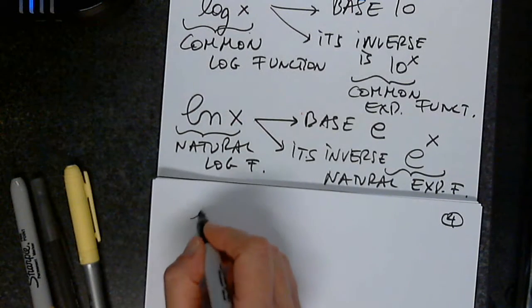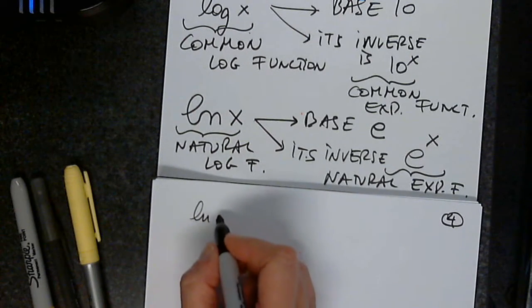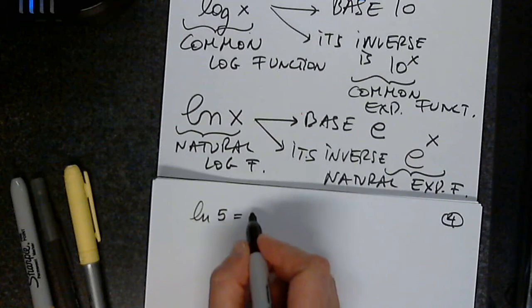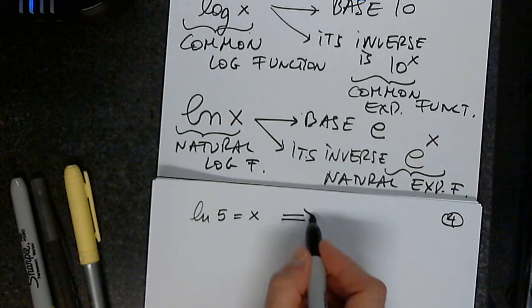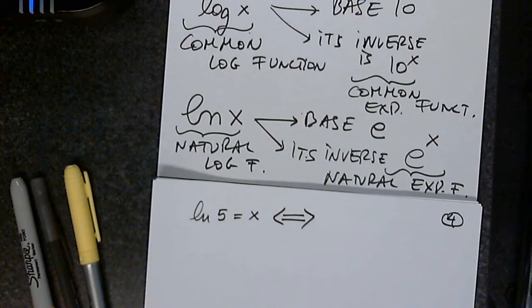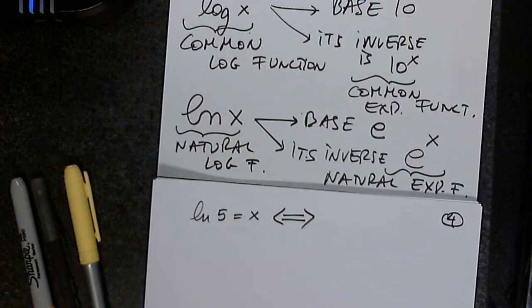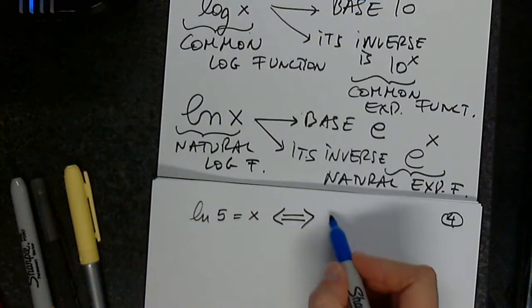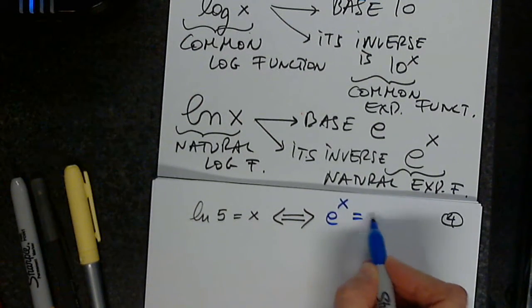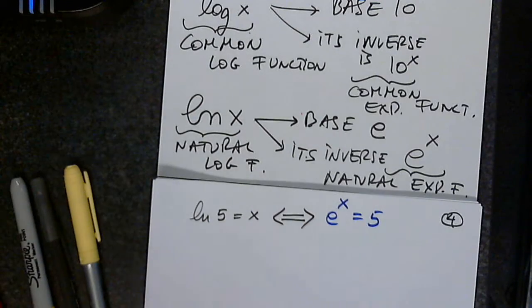Here's one. Natural log 5 equals x. I want to write the exponential equation that is equivalent to this. Careful, what is the base of ln? e. So e to the x equals 5. Excellent.